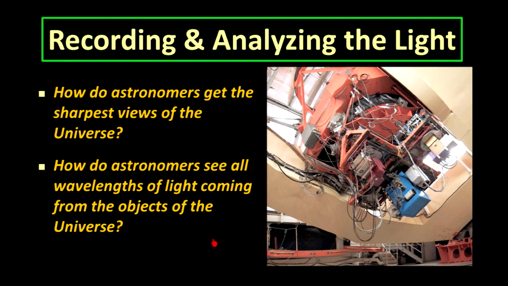What we're also going to do is talk about how we're able to see all wavelengths coming from the different objects in our universe. In a previous video, we talked about how there's more to the light than what you see with your eyes. There is light coming from the objects of our universe at many different wavelengths, many of which, of course, we can't see with our eyes. But what we're going to find out is many of those wavelengths can't penetrate our atmosphere and make it to the ground. So we'll find some solutions to that as well.